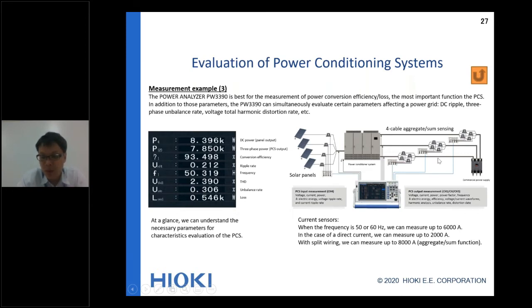So for the primary side, and the secondary side also, it is the same. In that case, this system can measure very, very big current. For example, if your frequency is only 56 Hz, in that case, we can measure up to 6000 ampere. And also, if you want to measure direct current, in that case, you can measure 2000 ampere.